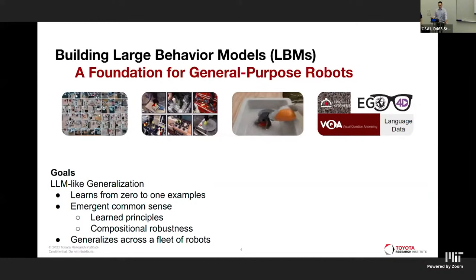So that means that we get the sorts of generalization you'd see. You can take concepts from different parts of your training data and you can compose them. It means that you have the ability to learn from one example or even no examples, so zero-shot learning. It means that you get notions of emergent common sense. Similar to how a language model generally will respond in reasonably complete sentences with proper grammar, you want an embodied agent that behaves in a reasonable, natural, and safe way, even when it's doing something new and even when it's failing.